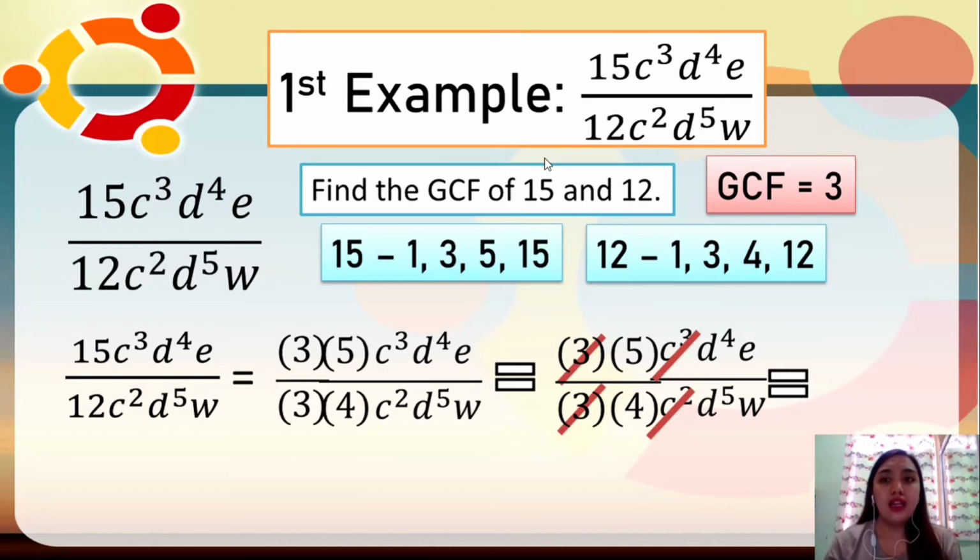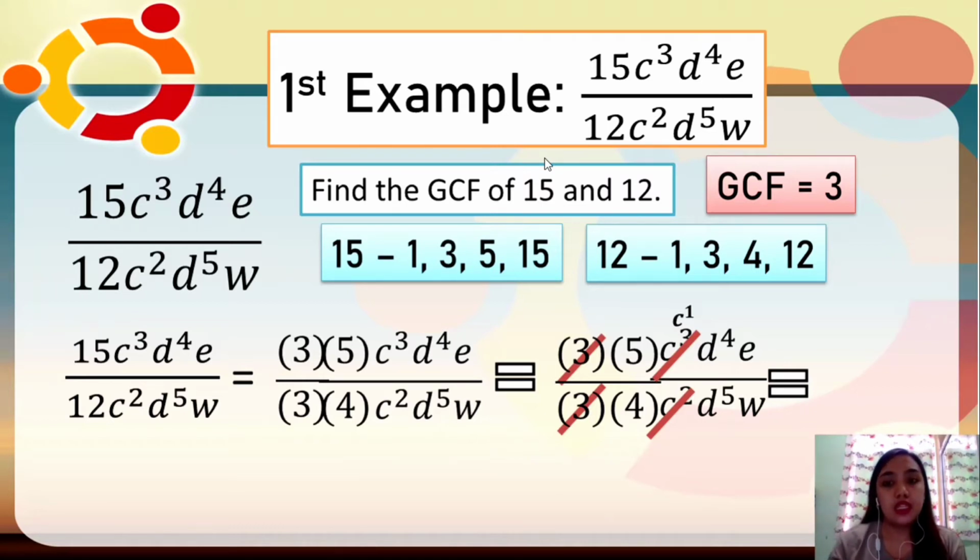At saan natin ilalagay yung isang c? Is it numerator or denominator? Ganito siya. Kung saan yung mataas na exponent, doon natin ilalagay yung sagot. So, since ang mataas na exponent dyan ng c ay 3, ilalagay po natin yung c to the first power sa numerator. Okay na?